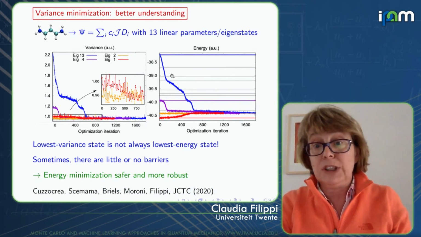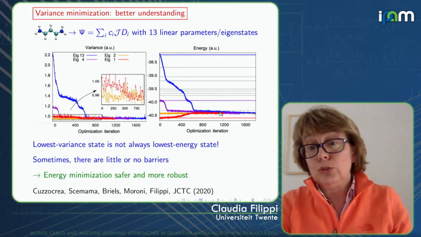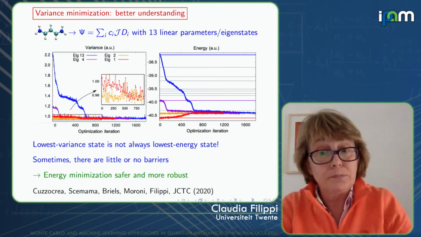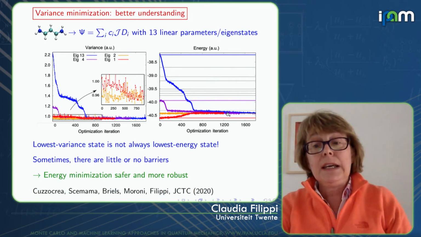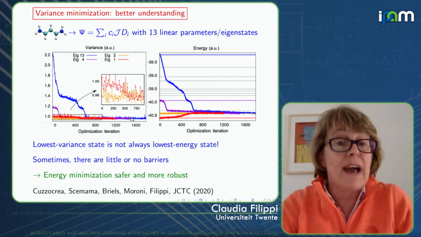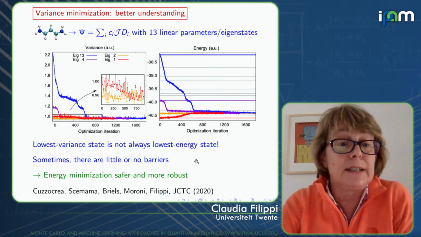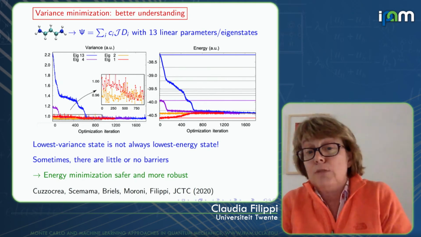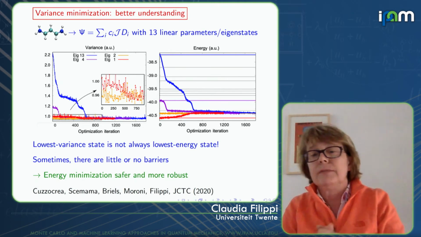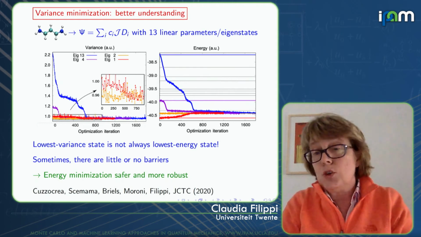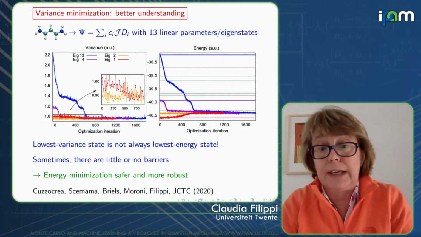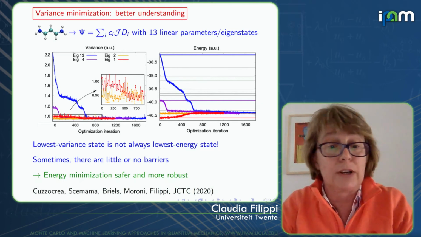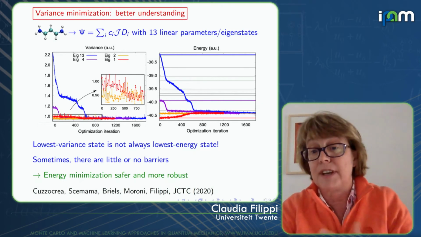The problem is, if you're looking at the energy, they will all go to the second state, the excited state, not to the ground state of that symmetry, because this state has a lower variance than the other. So the problem is that the state with the lower variance may not be the one you desire. And because of the lack, or near lack, of barriers, you might actually lose the state you care about. And therefore, generally speaking, we don't do variance minimization, but we use energy minimization because it's safer and faster.